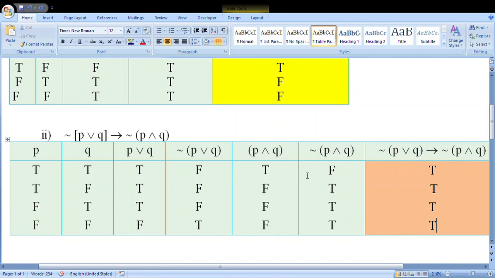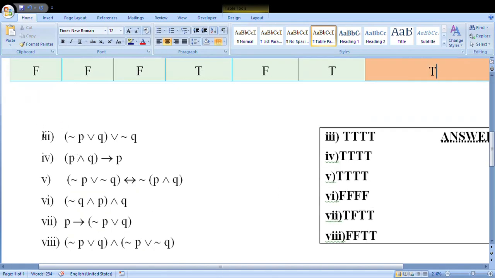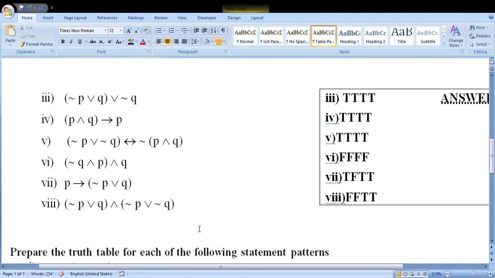And this is called the preparation of a truth table. So now you have to solve these questions, or you have to prepare the truth table of the remaining ones. The answers are given here. Just cross check it.